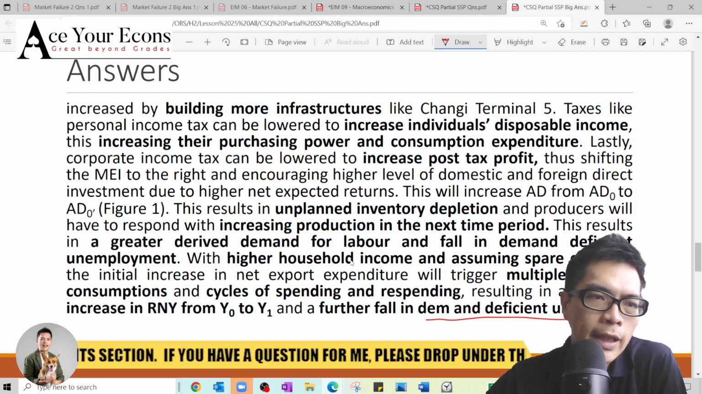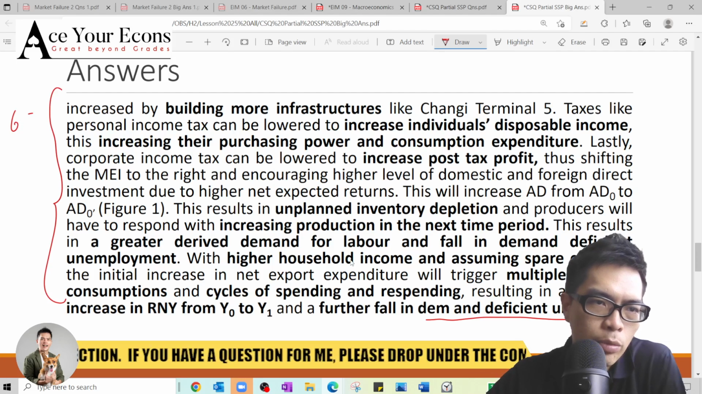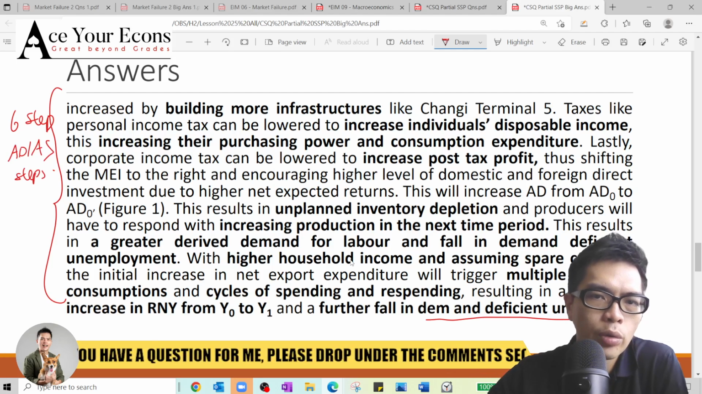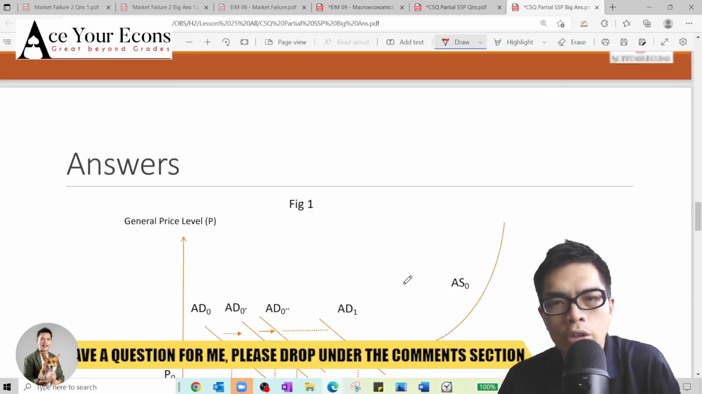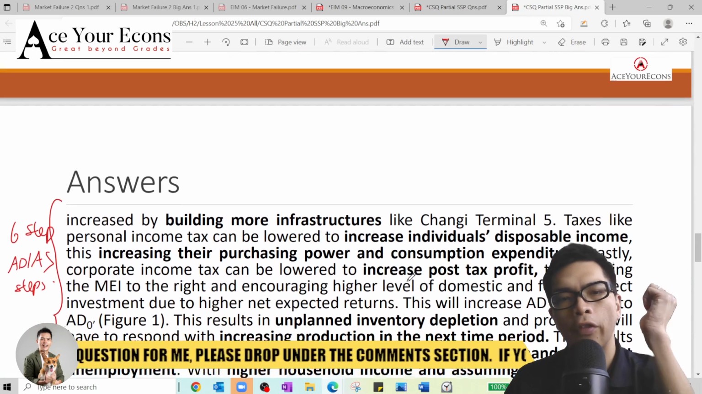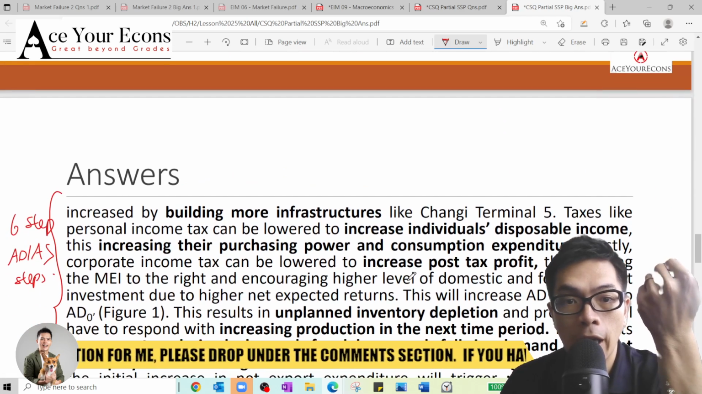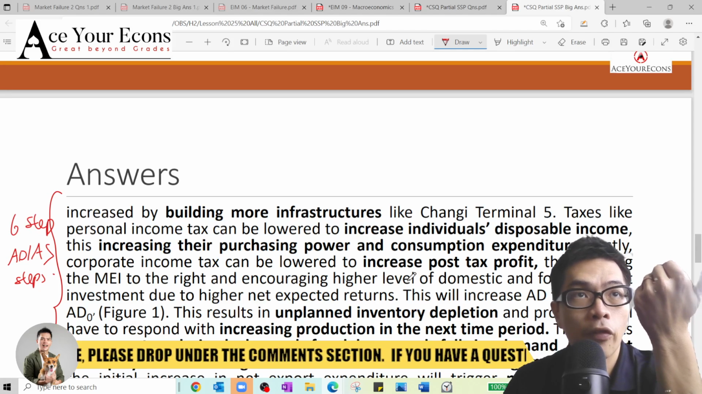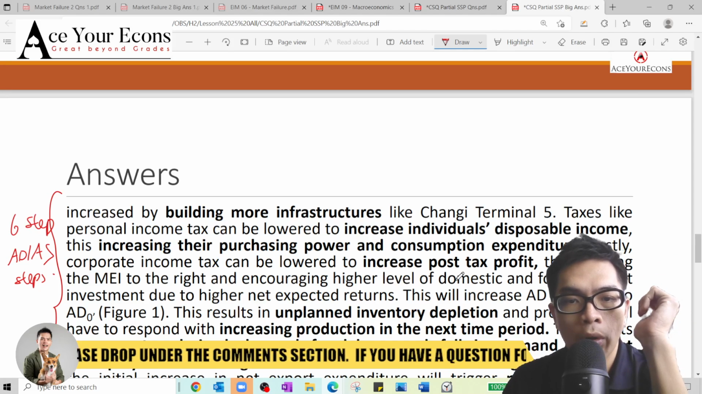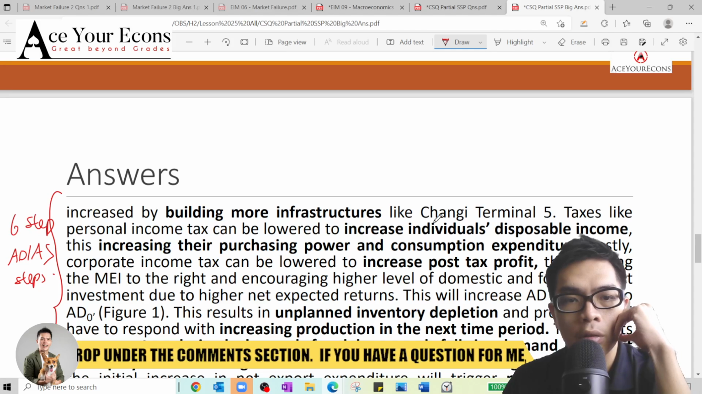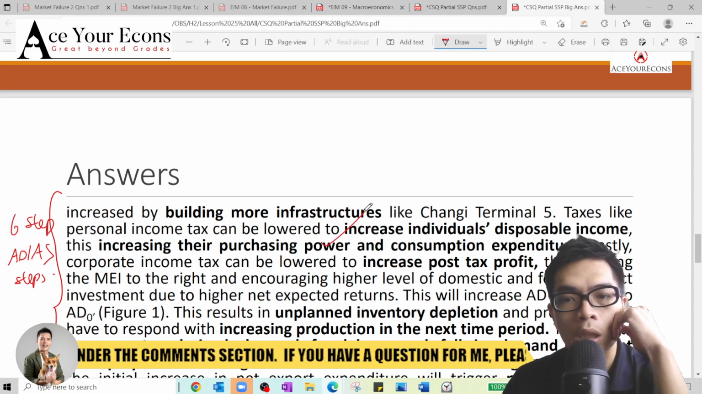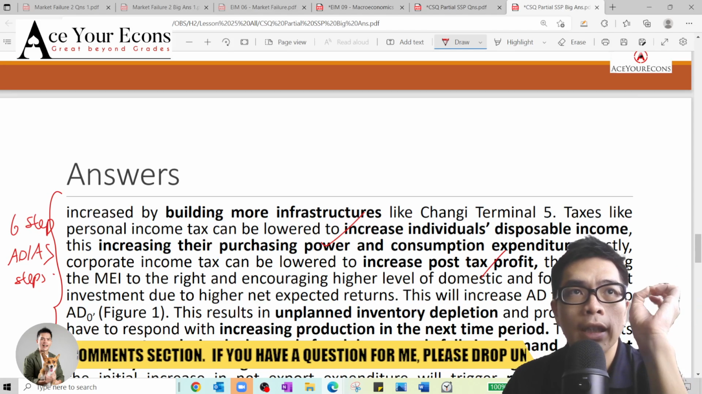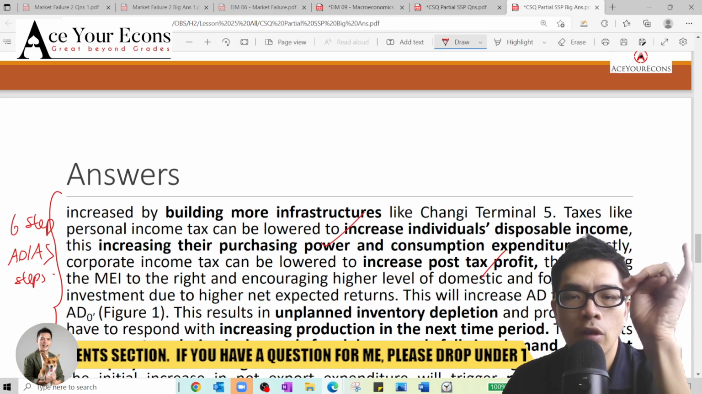This has been covered using the 6 steps AD-AS framework. I've covered this multiple times, so I'm not going to illustrate this again. I just want you all to work on your step work. Have you identified the components of your AD shifting? It could be an increase in C or an increase in I. If you brought up an increase in C, make sure you relate to disposable income and purchasing power. If you talk about an increase in I, make sure you relate to post-tax profits. These are very standard illustrations for fiscal policy.